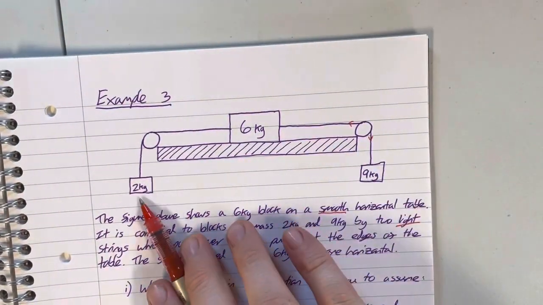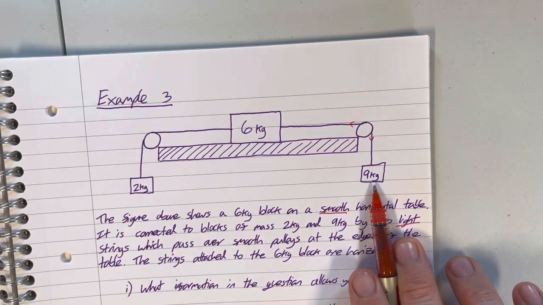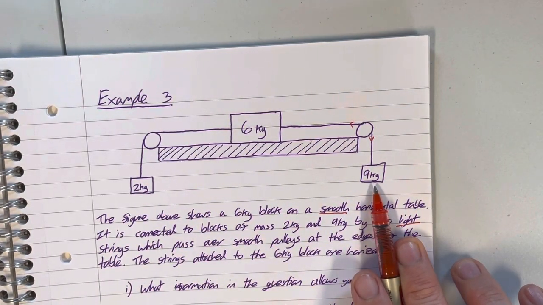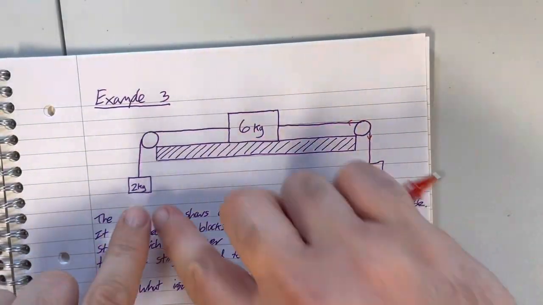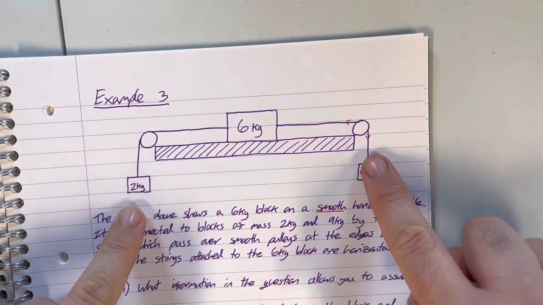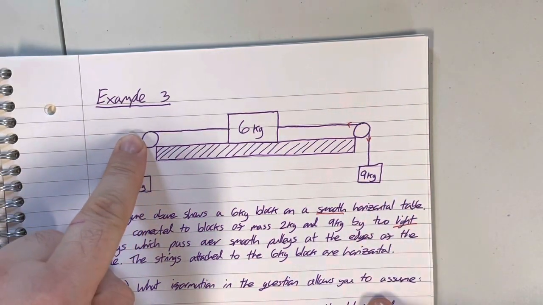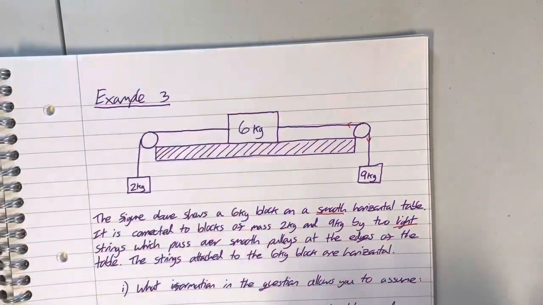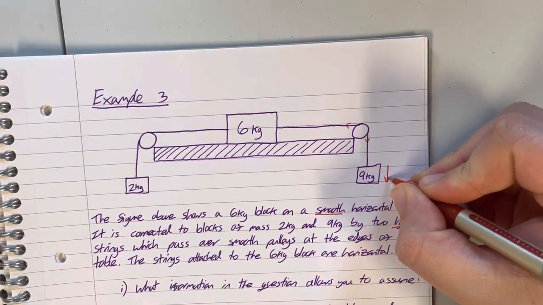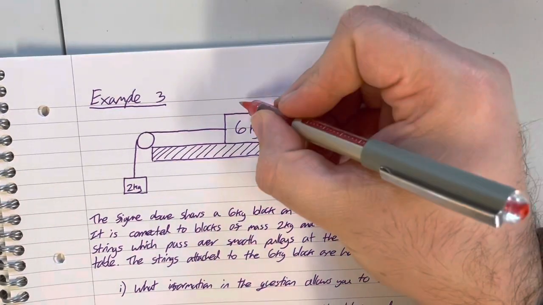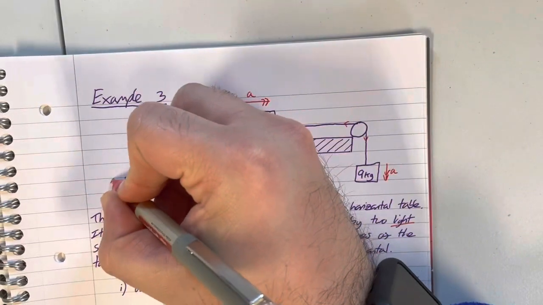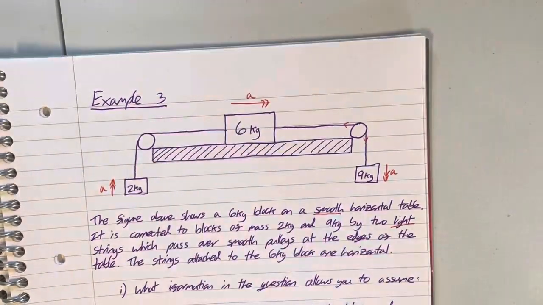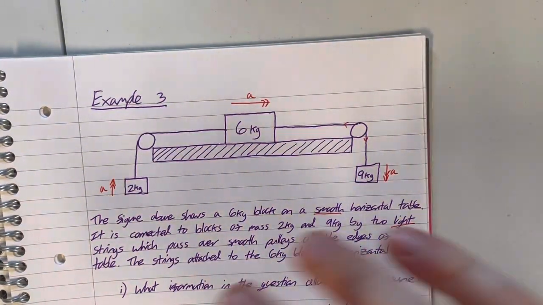We can see that this is 2 kilograms and this is 9 kilograms, similar to my second example, wasn't it? If the system is going to move, we can assume it's going to move this way round, so the 9 is going to go down and the 2 is going to go up, which means the 6 is going to move to the right. So label it up. Acceleration downwards. Acceleration to the right, acceleration upwards, because the pulleys are moving it around.